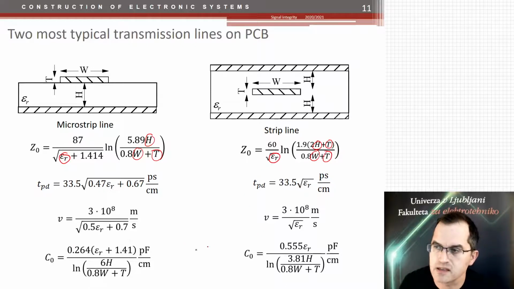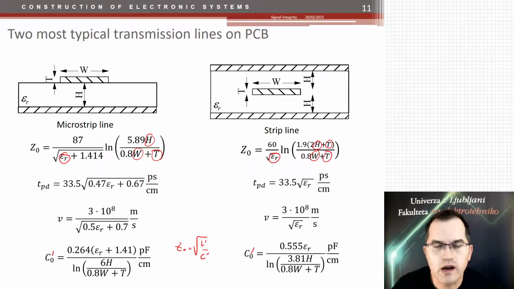And from it, the capacitance per unit length. This is the capacitance per unit length, and from that, knowing the impedance, you can calculate the inductance per unit length, because the impedance is just the square root of L over C. So you can calculate the other one out of the known impedance.